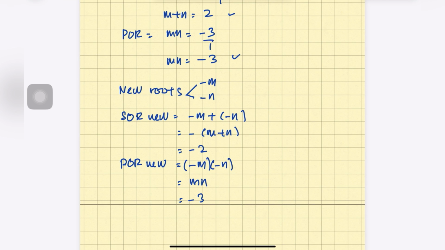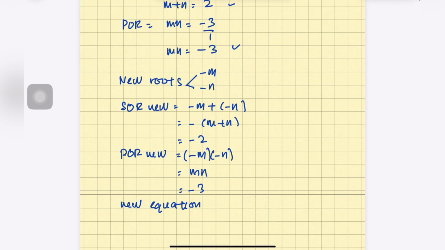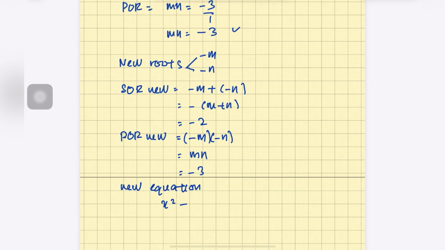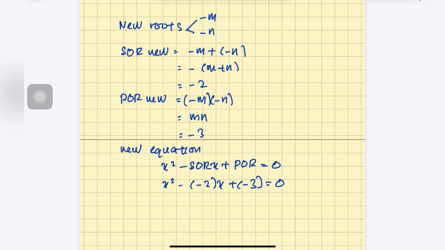Okay, so then to form a new equation, kena hafal formula ni. x squared minus SOR x plus POR equals 0. So we substitute: x squared minus, SOR is negative 2, x, POR is negative 3, equals 0. So we simplify, we have x squared plus 2x minus 3 equals 0.